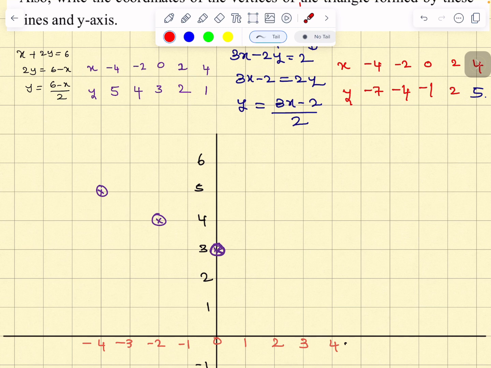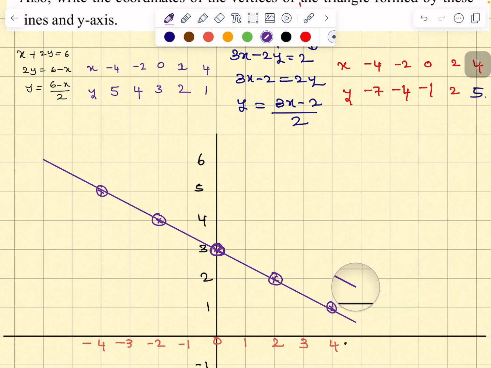Similarly, now you see when x value is 2, what is the y value? When x value is 2, y value is also 2. So x value is 2, y value is 2. Okay, when x value is 4, what is the y value? When x value is 4, y value is also 4. Okay, now you join these points.